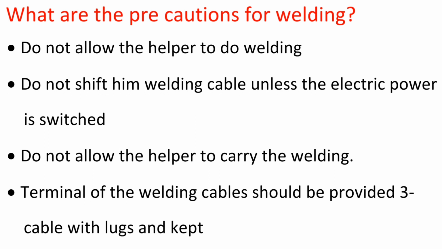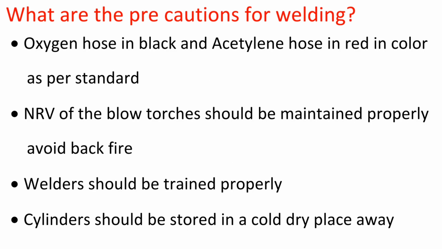Do not allow the helper to do welding. Do not shift the welding cable unless the electric power is switched off. Do not allow the helper to carry the welding. Terminals of the welding cables should be provided with cable lugs and kept properly. Oxygen hose in black and acetylene hose in red in color as per standard. NRV of the blow torches should be maintained properly, avoid backfire. Welders should be trained properly.